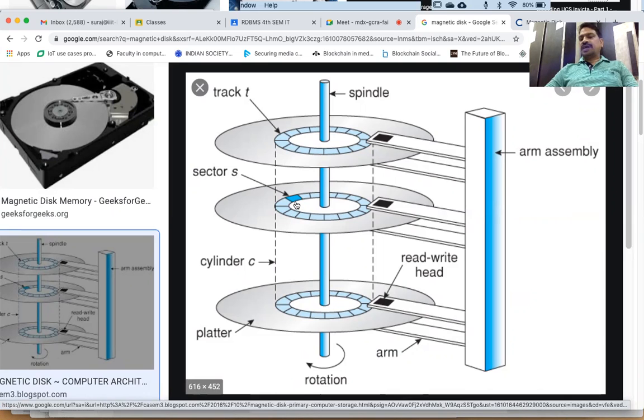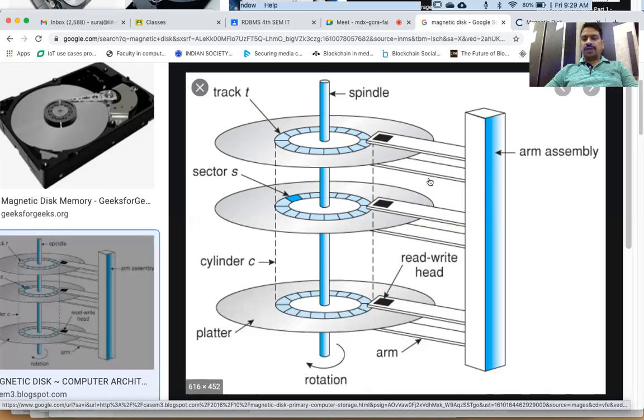And a sector has some size, which is a standard size based on your manufacturing company, which will tell us that this will be the lowest bunch of data you can store. So that is a sector.